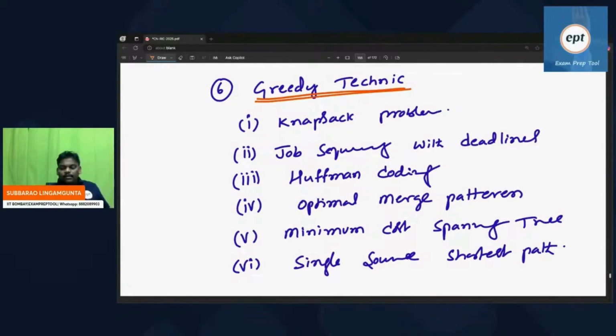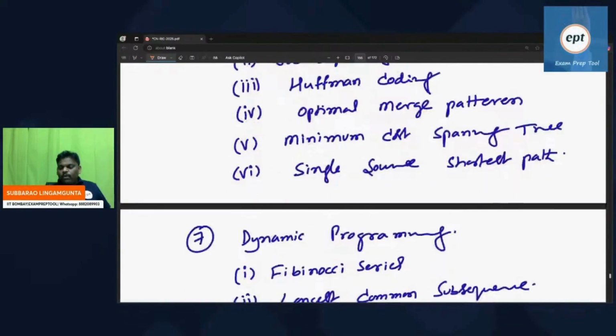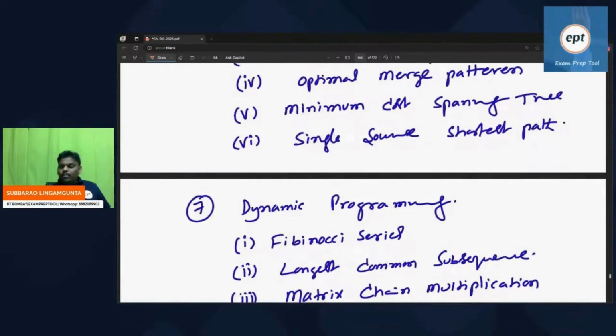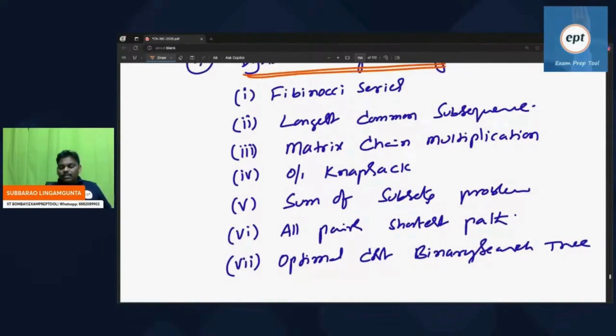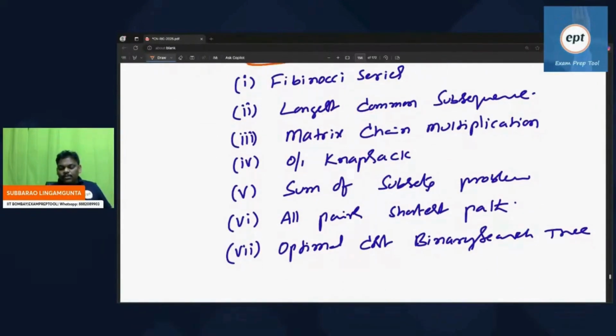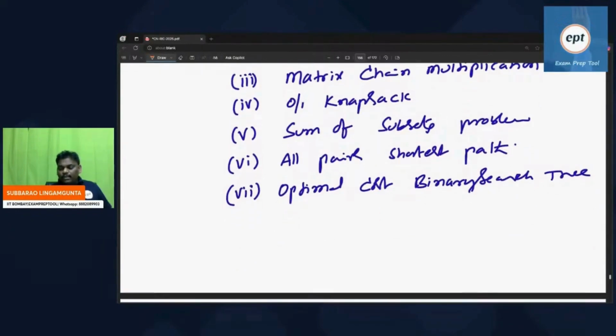Next, greedy technique. In the greedy technique: knapsack problem, job sequencing with deadline, Huffman coding, optimal merge pattern, minimum cost spanning tree, single source shortest path. Next one, dynamic programming: Fibonacci series, longest common subsequence, matrix chain multiplication, 0/1 knapsack, sum of subsets problem, all pairs shortest path, optimal cost binary search tree.